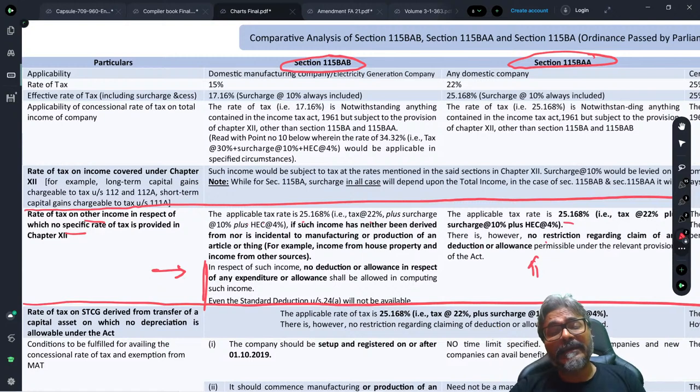Other than that, the income which is derived from manufacturing, or income which is incidental to the activity of manufacturing, that income will be taxed. The second rate is 17.16%. That income will be taxed at 17.16%. Which income? Again, repeat with me loudly.